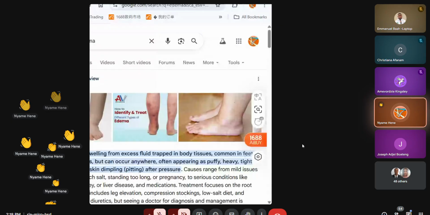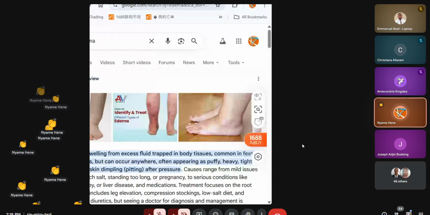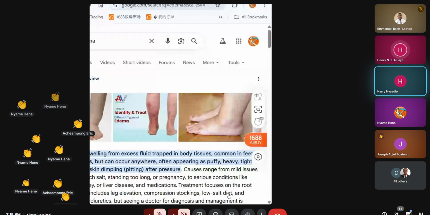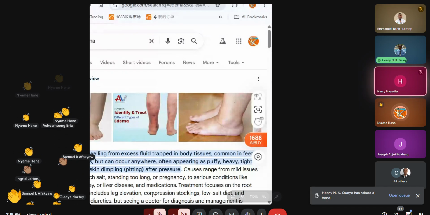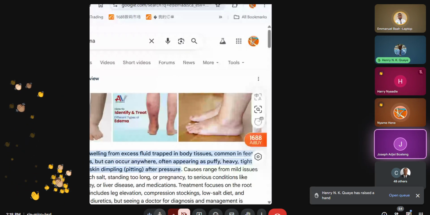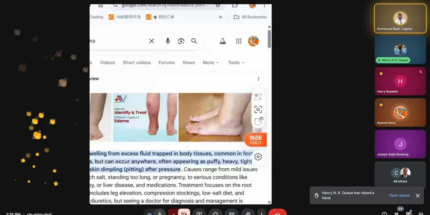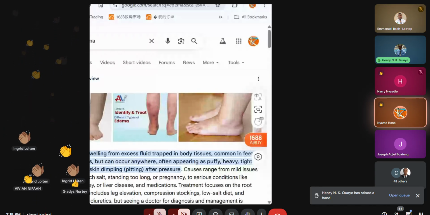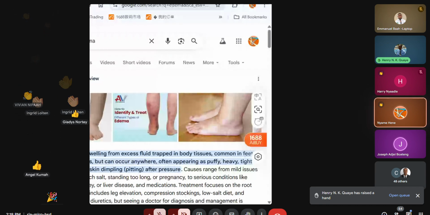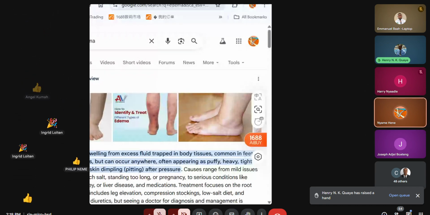Let's give it up for her. Give it up for her. Yeah, I want the manual one. That's a manual one. Yeah, Mr. Henry, let's hear you.